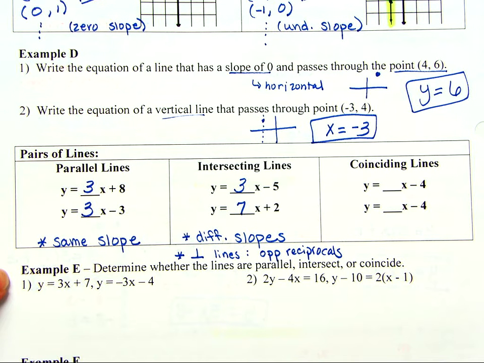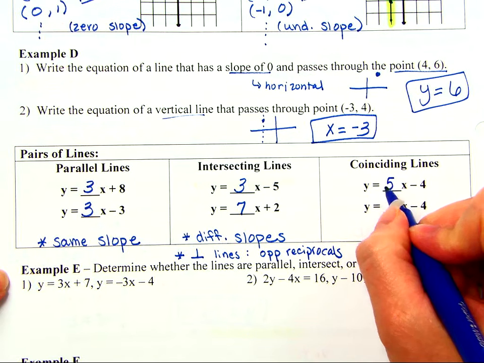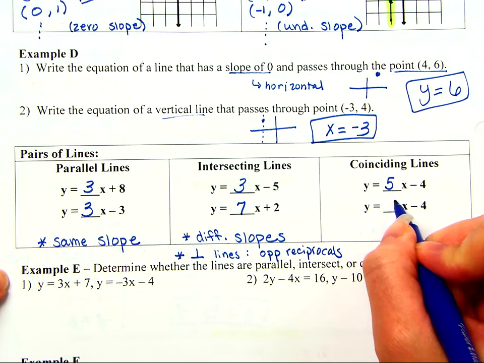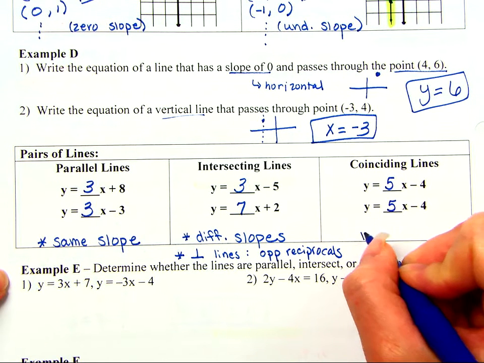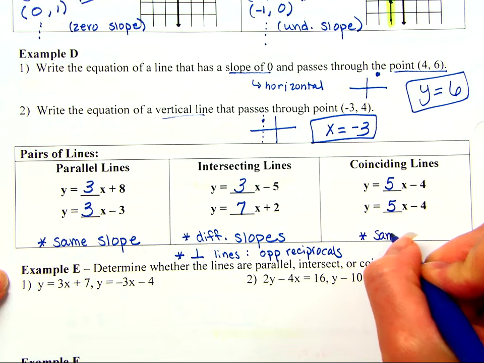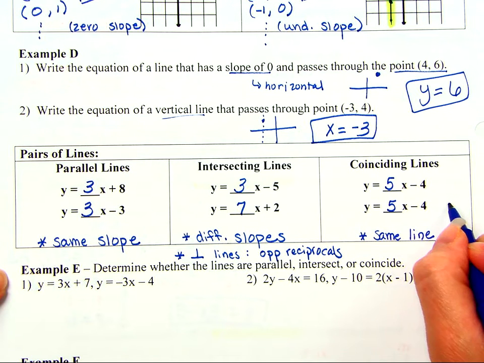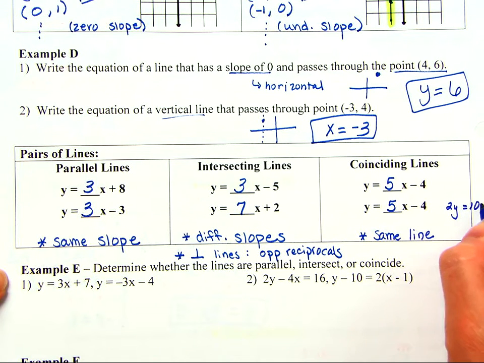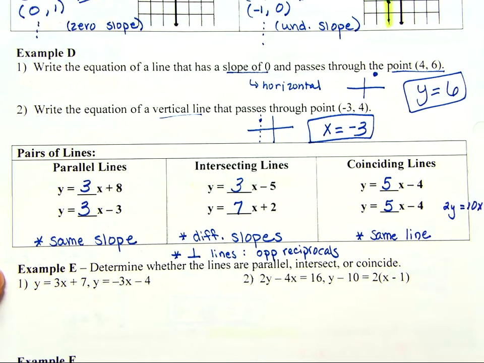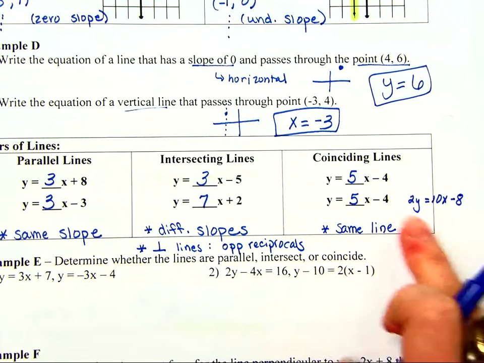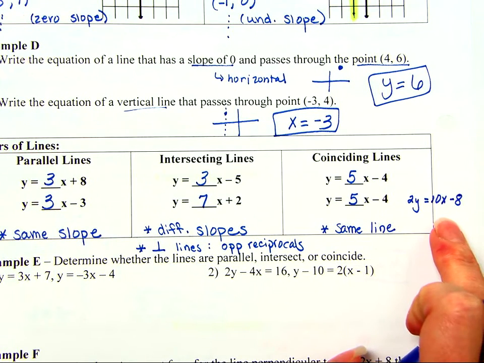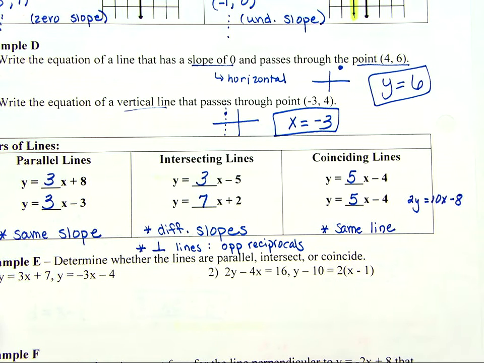Coinciding lines. An example of coinciding lines: y equals 5x minus 4 and y equals 5x minus 4. Coinciding lines are actually the same line, one on top of the other. Sometimes you might see the second equation written something like 2y equals 10x minus 8. With a little simplification, solving for y, we would get y equals 5x minus 4.